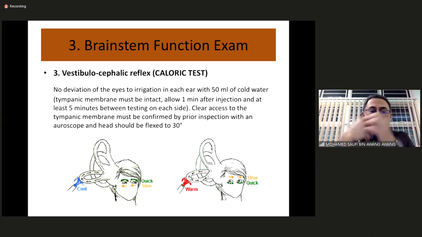Before you even think of irrigating this water inside the patient's ear, you must inspect the tympanic membrane. That means you need to have an otoscope. You look at both ears, right and left, to ensure that there's no tympanic membrane perforation. If there's a perforation, then you cannot complete this examination, so it's considered invalid. So step number one, check the tympanic membranes using your otoscope. If both tympanic membranes are intact, then you can proceed with the cold irrigation, 50 ml of water into the patient's ear, and look at the nystagmus. Of course, in brain death there will not be nystagmus, because the function is already gone.